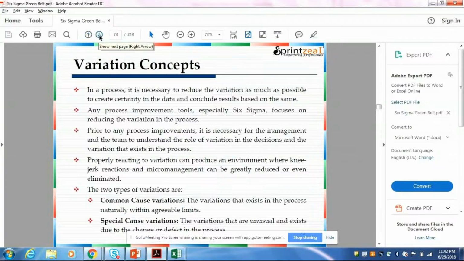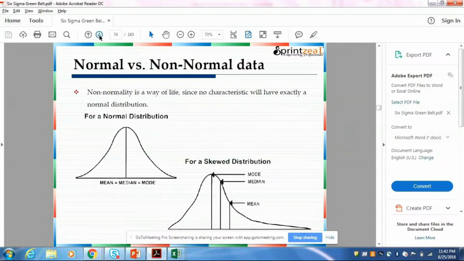As a Six Sigma professional, you would need to understand what the normal or common cause variation is and what the special cause variation is. If special cause variation starts happening too many times in the process, it would become a common cause variation, because it's not special anymore. It is happening way too often.